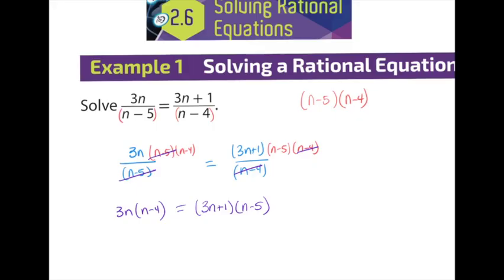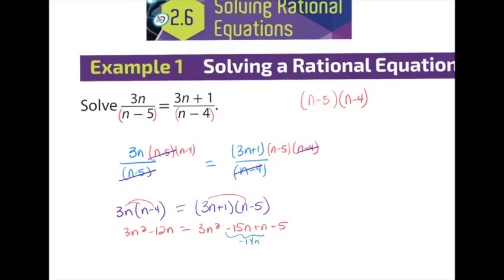So, solving's easy. I'm going to distribute. I have 3n squared minus 12n. Over here, I need to FOIL. 3n squared minus 15n plus n minus 5, right? Combine your like terms. Obviously, these guys end up being negative 14n.